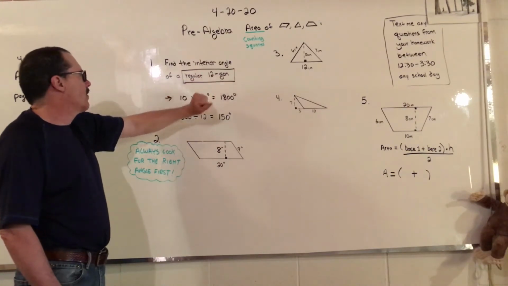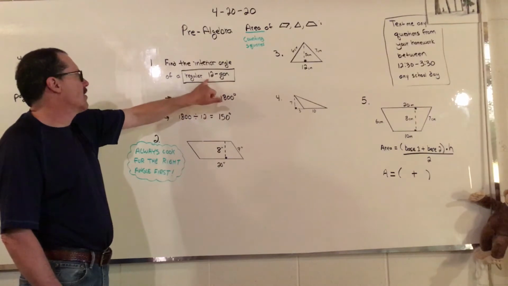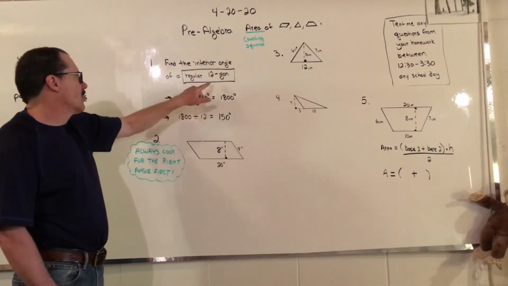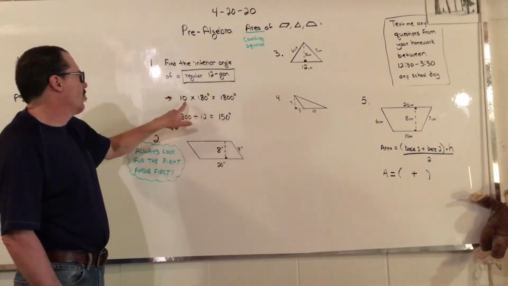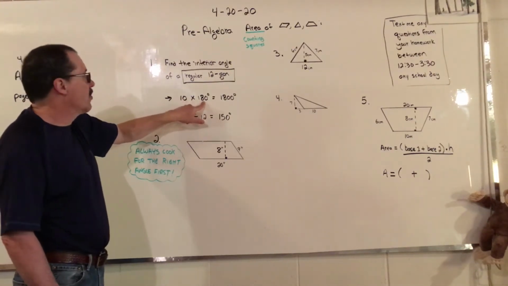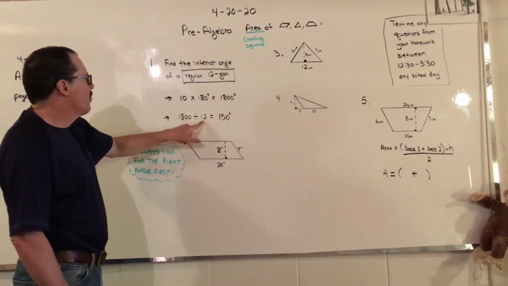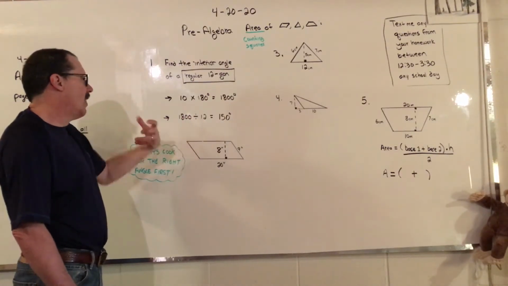So a regular 12-gon, you could draw 10 triangles in it. Remember that it's always 2 less than how many sides there are. So you just take 12, subtract 2, and that will give you the number 10. 10 times 180, that's how many degrees in every triangle, gives you 1800 degrees. Then you take your 1800 and you divide it by how many angles are in it.